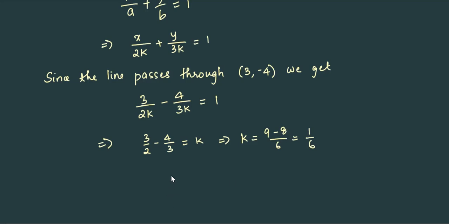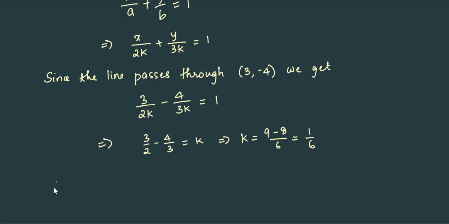So this is how we found the value of k. First assumed A as 2k, B as 3k. Then wrote the intercept form of the line. Then after that, we substituted the point 3 comma minus 4 in the equation of the line, because that satisfies the equation. So from there, we get the value of k as 1 by 6.